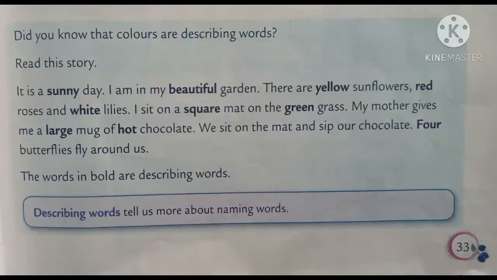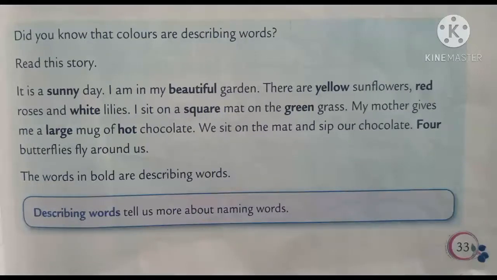For example, I told you, this is a white ball. So, white was a describing word. In that sentence, white was telling us something more about the ball. What kind of ball was it, children? It was a white ball. Now, read the story.